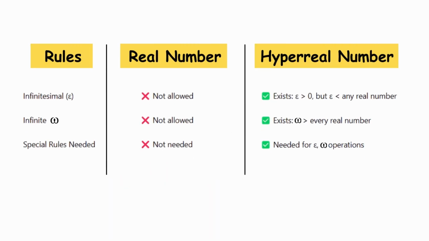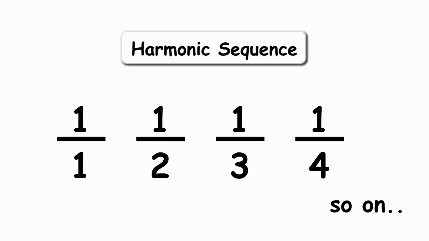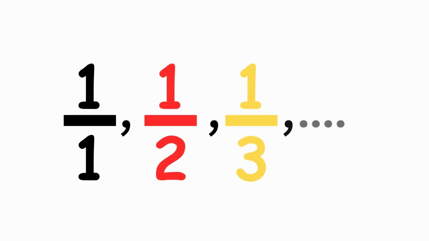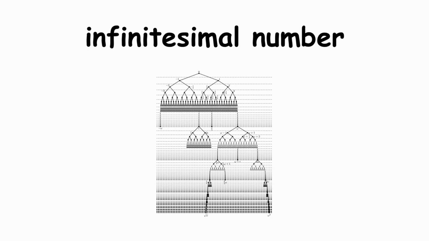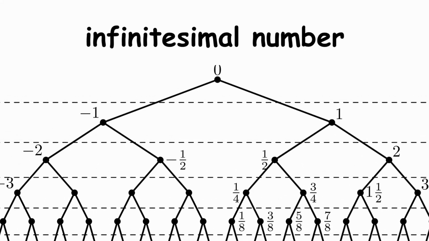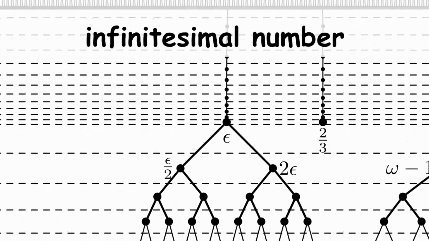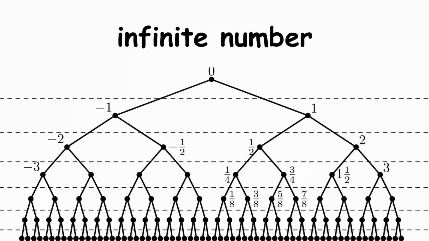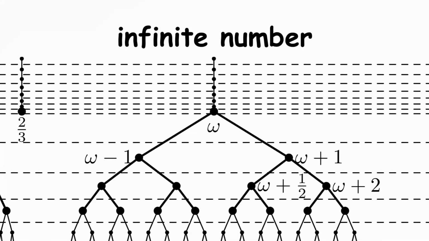Now we need some rules to distinguish these from ordinary numbers. The harmonic sequence, which is the sequence of reciprocals of positive integers, 1 over 1, 1 over 2, 1 over 3, and so on, gets arbitrarily close to 0. So, we can define an infinitesimal as a number whose distance from 0, or absolute value, is less than every element of the harmonic sequence. On the other hand, an infinite number is a number whose absolute value is greater than every positive integer.